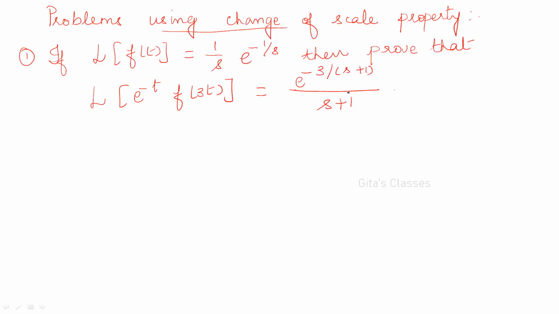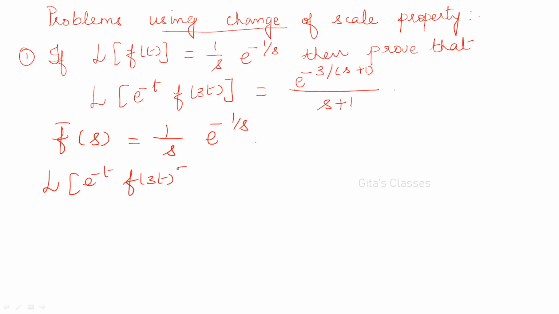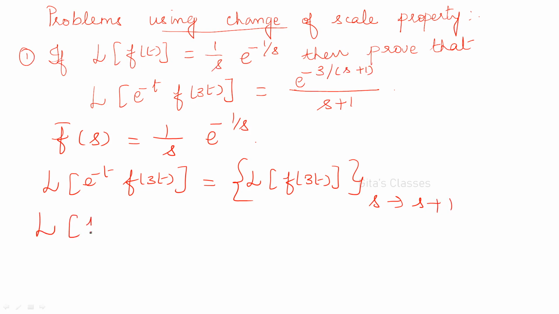Okay. Now let us do some problems using the change of scale property. Given that L of f of t, that is f bar of s, is 1 by s into e power minus 1 by s. Now we have to find out L of e power minus t into f of 3t. Whenever it is multiplied by e power at or e power minus at, you have to recall that you have to use the first shifting theorem. So first let us find out L of f of 3t, in which s should be replaced by s plus 1. Okay, so now we have to find out L of f of 3t.